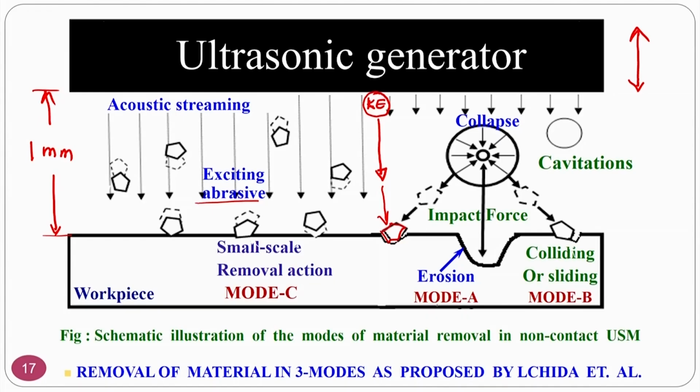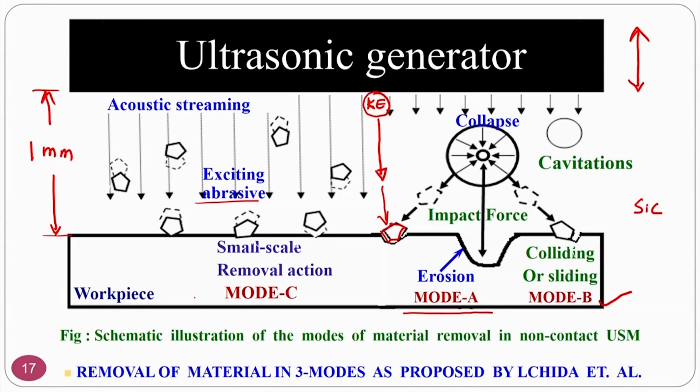Okay. In mode 1, the material removal is erosion. That means that whenever the abrasive particle hits, the erosion action takes place. Mode 2 will be colliding or sliding. Whenever it comes in the sliding position or whenever it collides, basically the workpiece hardness is much lower compared to the tool hardness, that is, the abrasive particle hardness. The commonly used abrasives are silicon carbide, alumina, boron carbide and other things. The workpiece material is stainless steel or some other materials.